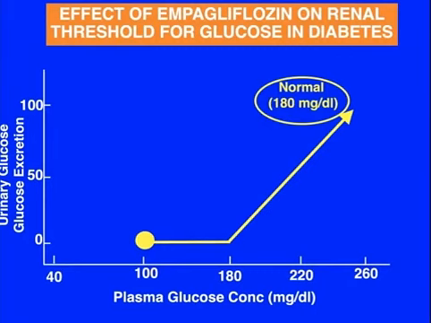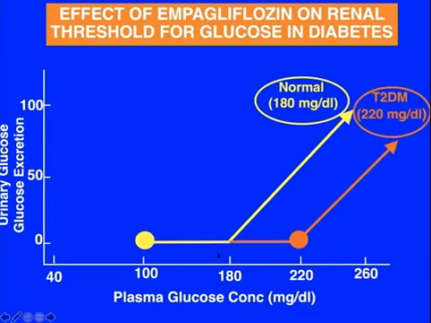Let's take a look now at what happens again in you or I. We are non-diabetics. I raise the glucose from 100 to 180, no glucose in the urine, and at 180, all the filtered glucose appears in the urine. Now, what about in the diabetic? Schematically, I've shown that the threshold is increased to 220. So you have to get above this before all of that filtered glucose is excreted in the urine.